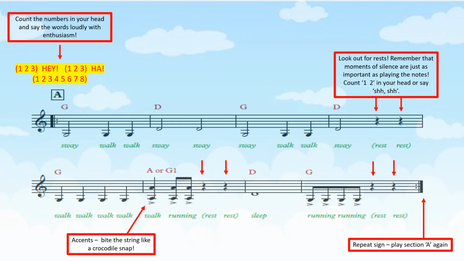The piece has an introduction before you play. You have to count in your heads. One, two, three, hey. One, two, three, ha. And then count up to eight before you start. So let's see if we can play this piece together. Ready, steady, off we go. One, two, three, hey. One, two, three, ha. One, two, three, four, five, six, seven, eight.